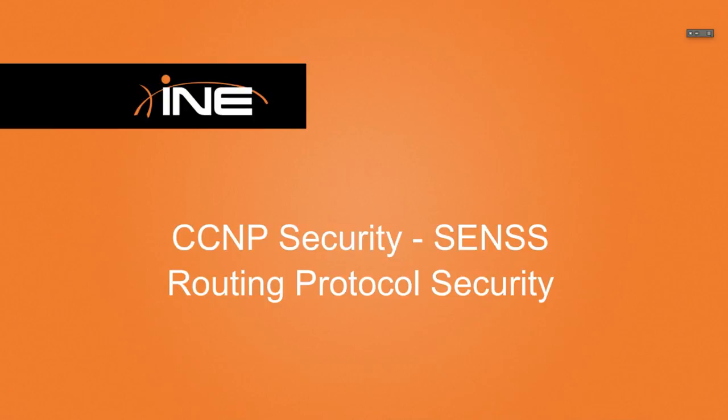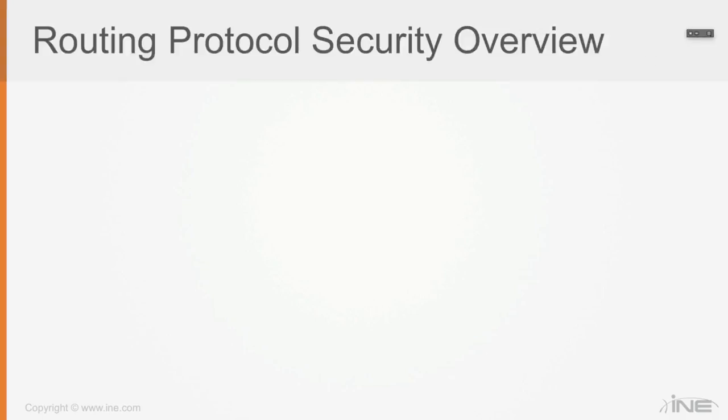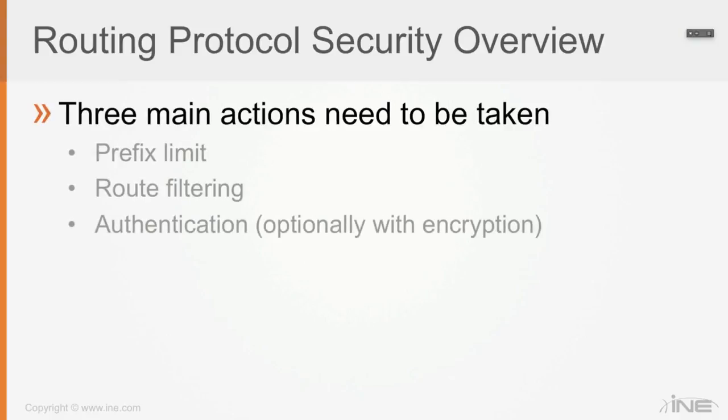So, routing protocol security. Three main actions can be taken to secure a routing protocol: prefix limit, route filtering, and authentication of the protocol, which optionally can also include encryption. But in general, you're going to do only authentication, because very few protocols also support encryption of the routing protocol packets.